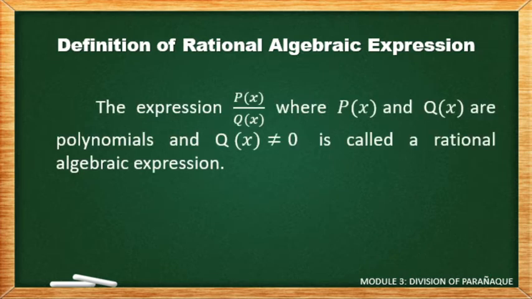The expression P of x over Q of x, where P of x and Q of x are polynomials, and take note, Q of x should not be equal to 0. So, ibig sabihin, dapat hindi siya maging 0. It is called a rational algebraic expression.